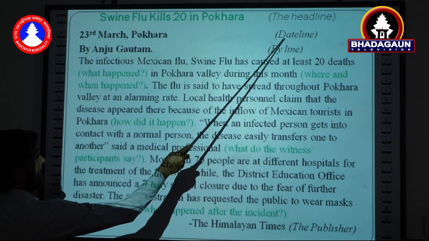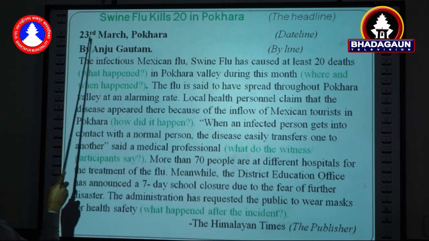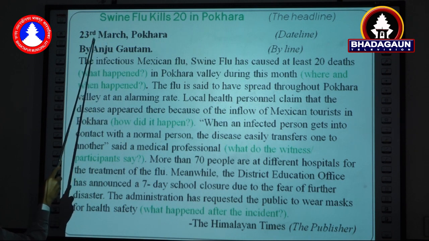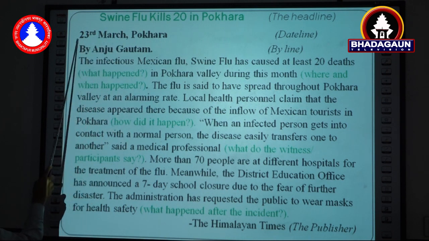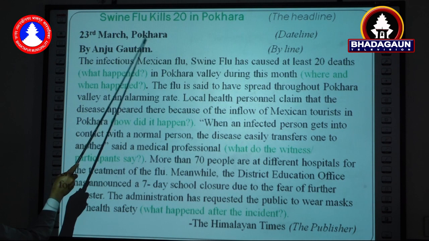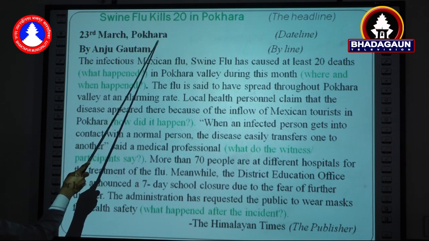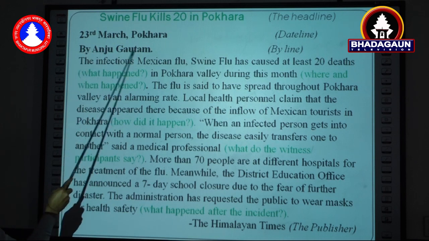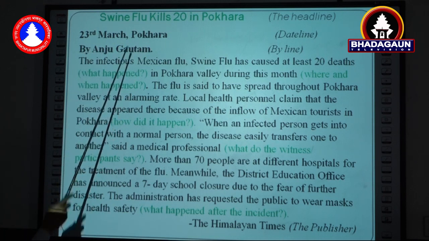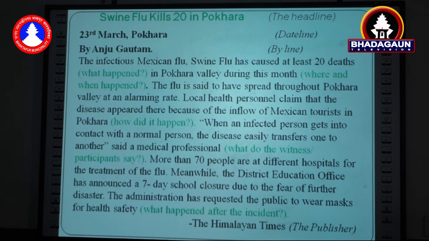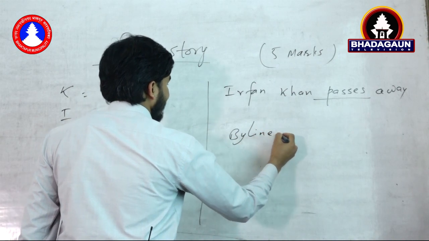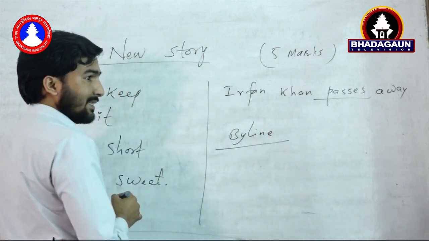After the headline we write the deadline. Let's see the deadline: 23rd March, Pokhara. Deadline sometimes means two things. Place line also includes this one. Date, 23rd March, and Pokhara is the place line. Byline. Byline means Anju Gautam here. So regarding byline, generally we include these things.